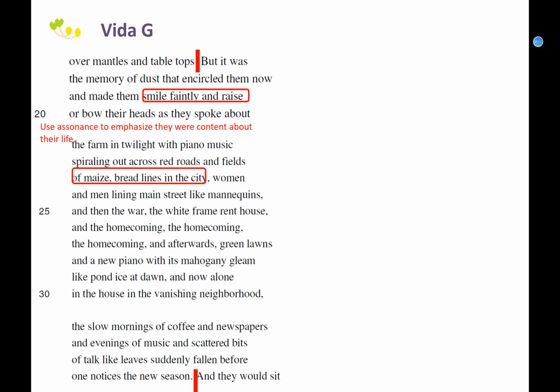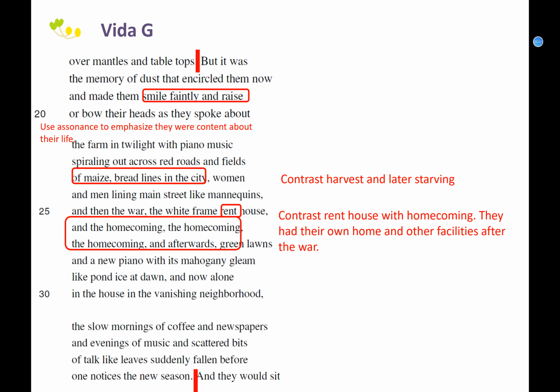And fields are maize and bread lines in the city. Contrast harvest and later starving. Rent house versus homecoming. Contrast rent house with homecoming. They had their own home and other facilities after the war. And homecoming, homecoming, homecoming. Use repetition to emphasize the pressures of coming home and relief after the war.